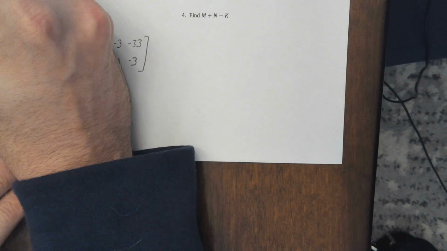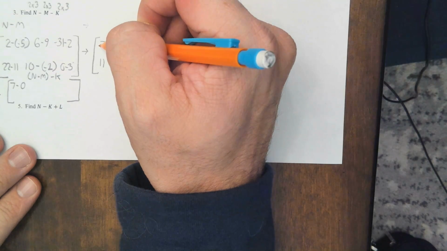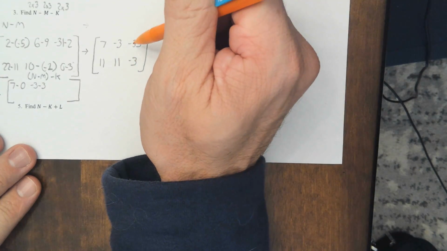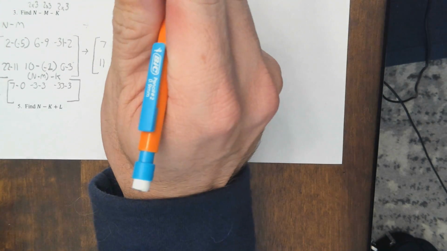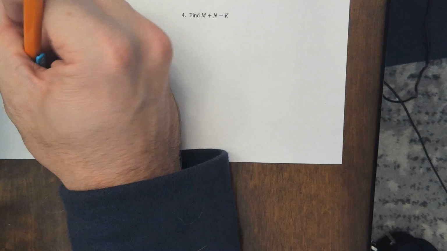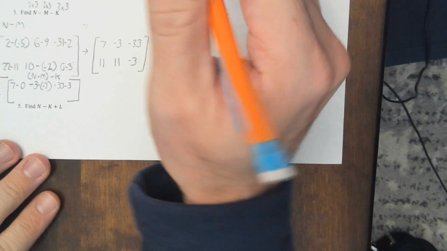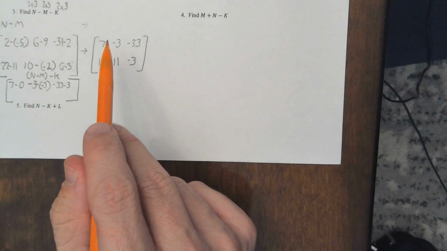So 7 minus 0, negative 3 minus 3, negative 33 minus 3. Oh, and I apologize. This is where you guys got to be careful. I'm even making mistakes myself. Sorry, that's a negative 3 minus a negative 3. This was a negative 3, the second element in k.